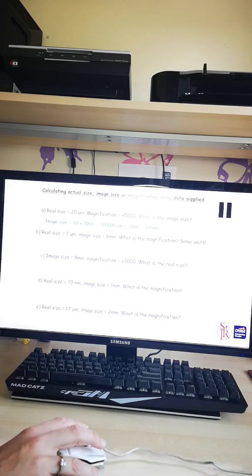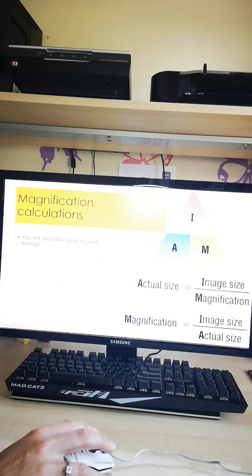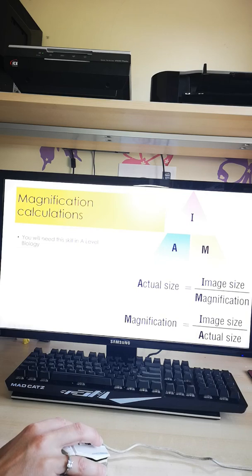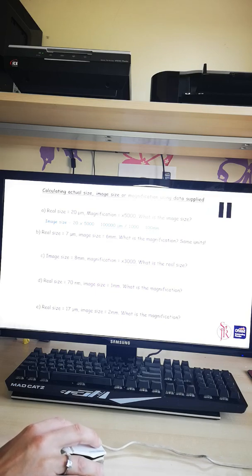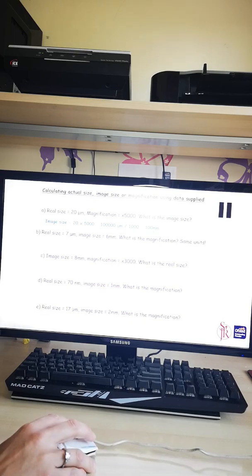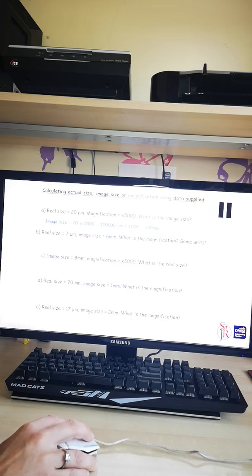Okay, so the first one, because we've rearranged this, we've got our real size and we've got our magnification, so we times them together to give us our image size. When I did that, it gave me a really big figure. The image size in micrometers wouldn't be appropriate, so I've converted it by dividing by 1,000, so my answer's in millimeters.